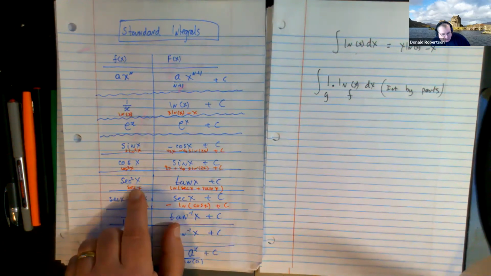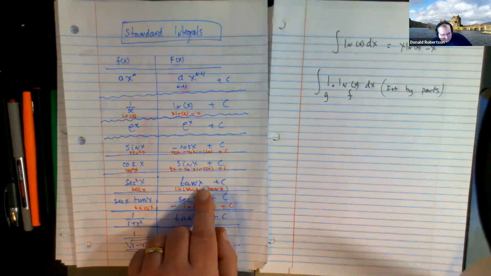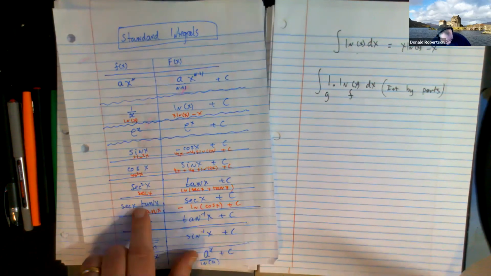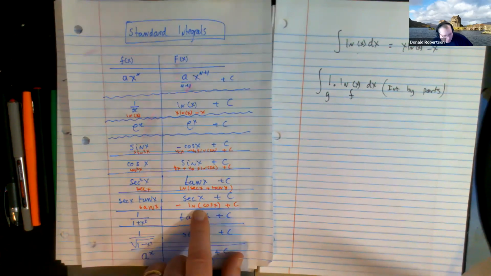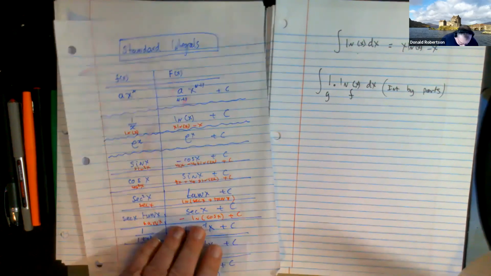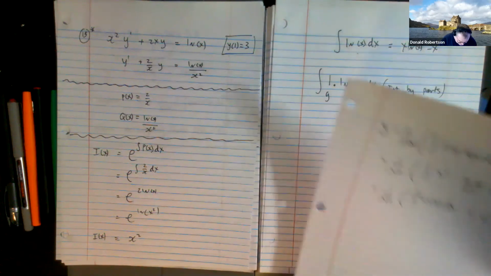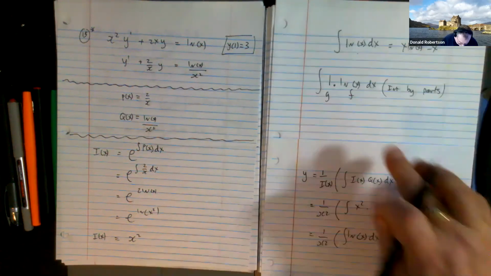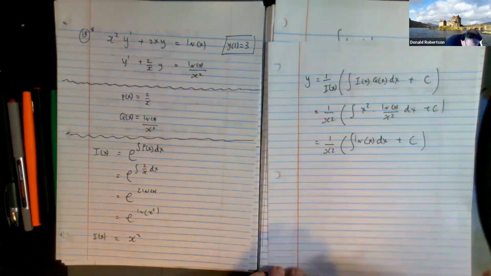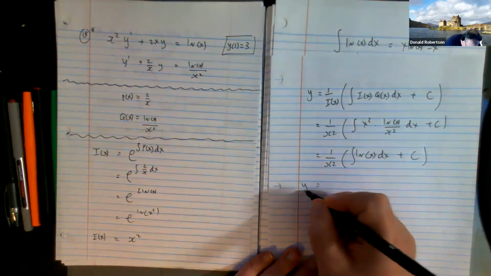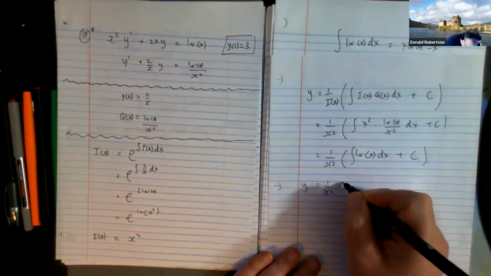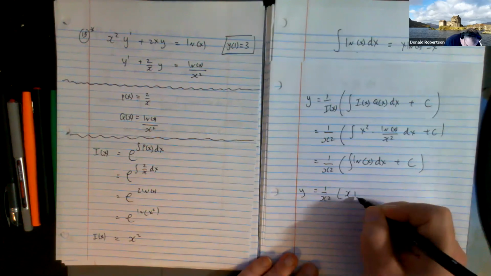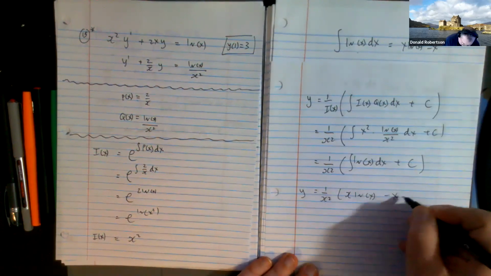There's secant. That was a horrible one. Oh, there's one. Tangent. That's a horrible one as well. So we have got this guy, the X log X fella, and it's going to go in here. So it's 1 over X squared, X log X, take away X, add C.